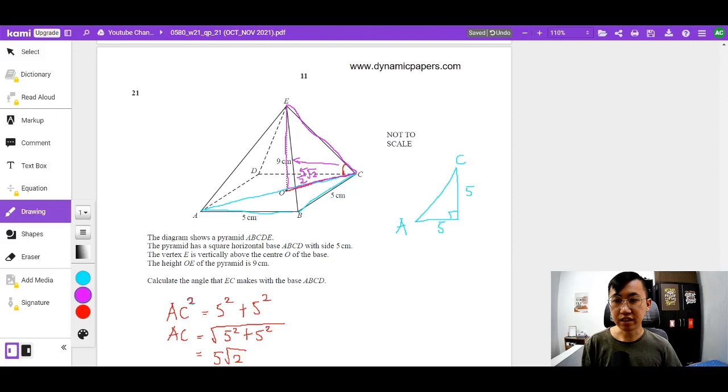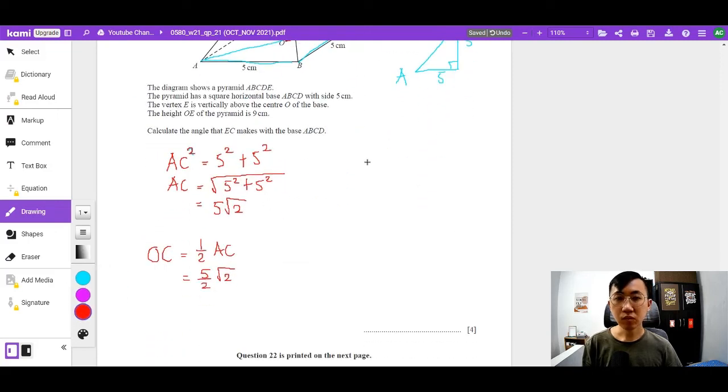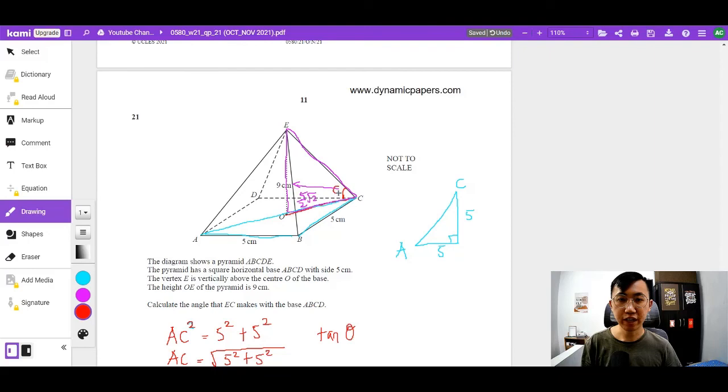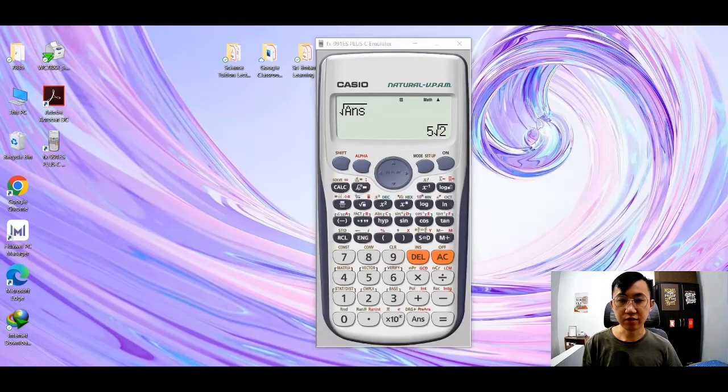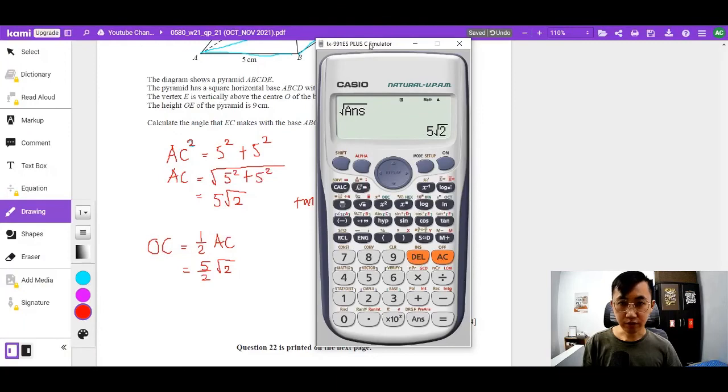So let me start writing the trigonometry. Tangent, let's label theta. The angle that we are trying to find is theta. We label here theta. Tangent theta is 9 over the adjacent, which is this actually, 5 over 2 square root 2. Now use your calculator, find out what is this. I will copy tangent first just to make it easy for you.